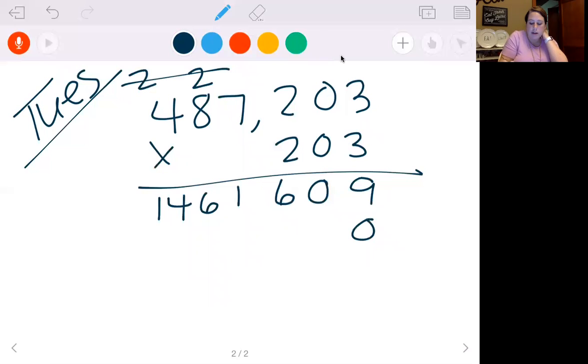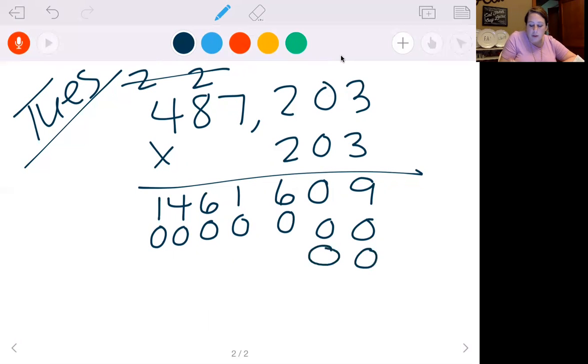Okay, placeholder 0. 0 times 3 is 0. 0 times 0 is 0. 0 times 2 is 0. 0 times 7 is 0. 0 times 8 is 0. And 0 times 4 is 0. Don't just go ahead and put a bunch of zeros. Make sure you take the time to do what I did and say each one. 0 times 3, 0 times 0.